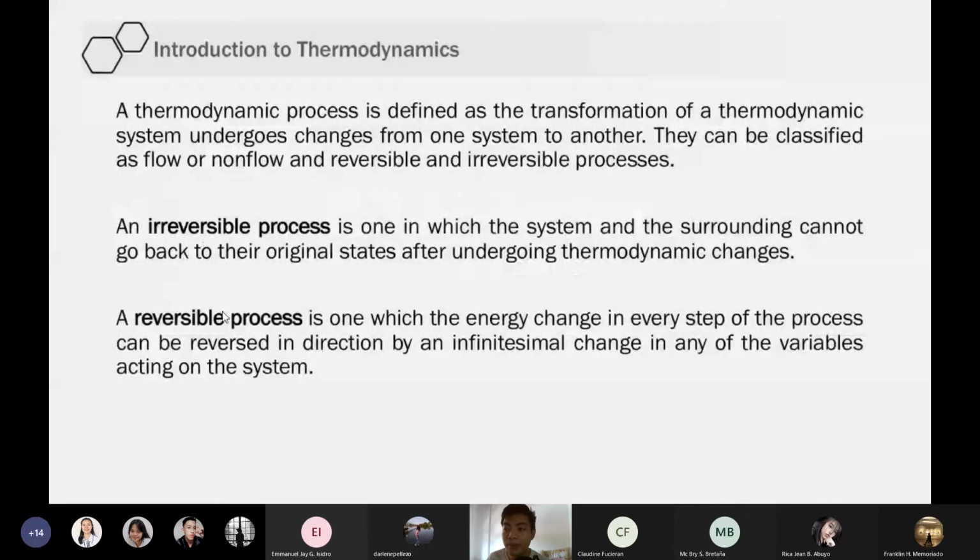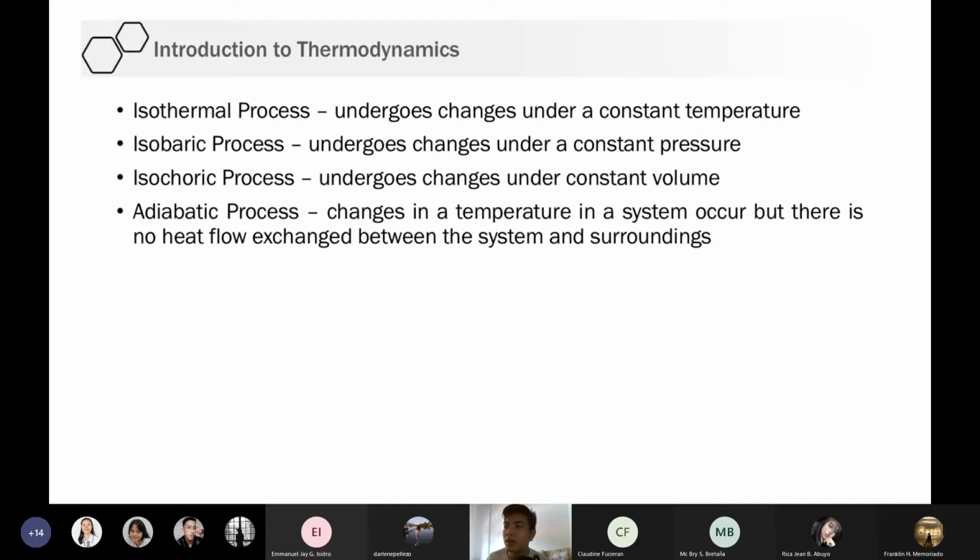Mamaya babalikan uli natin 'to, para mas ma-visualize natin. So sa ngayon, gawin niyo lang muna siyang floating idea. Pag irreversible, yan yung biglaang changes sa system. Therefore, the system cannot go back to their original form kasi nabigla siya. Pag sinabi namang reversible, ito yung slow changes. Stepwise change, dahan-dahan. So that the system can adjust, and pwede siya mag back and forth from the original state and the final state. So later important to, kaya let us leave this hanging.